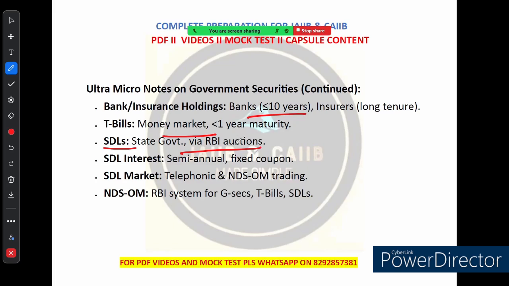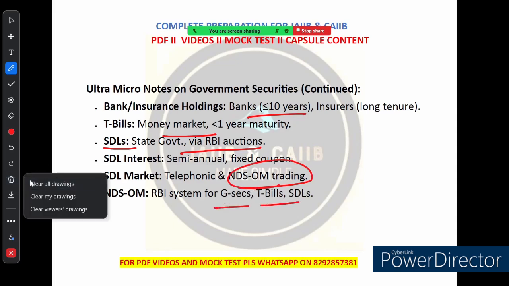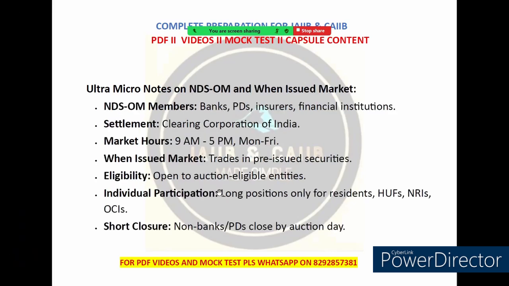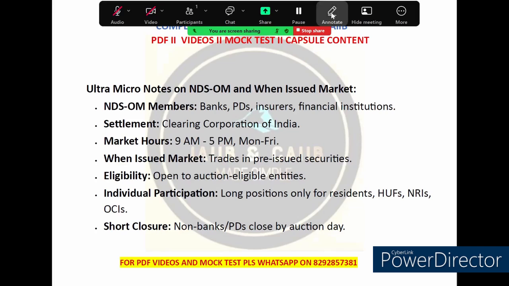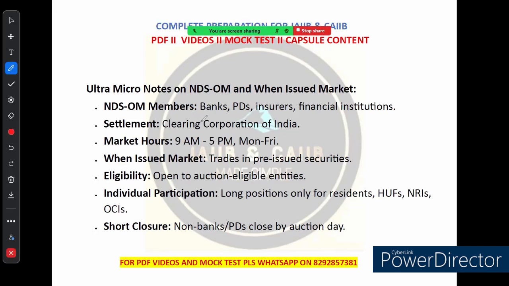These are traded over the phone or through an RBI trading system, that is called NDSOM, where government security, treasury bill, and SDL can be traded. Now NDSOM and when-issued market. NDSOM, negotiated dealing system, is a platform where banks, primary dealers, insurance companies, and financial institutions can trade. The market is open Monday to Friday 9 a.m. to 5 p.m. with settlement handled by the Clearing Corporation of India.